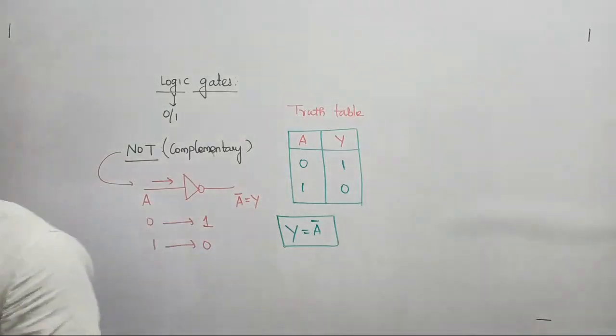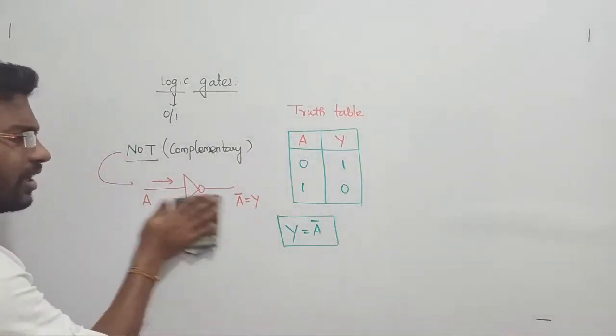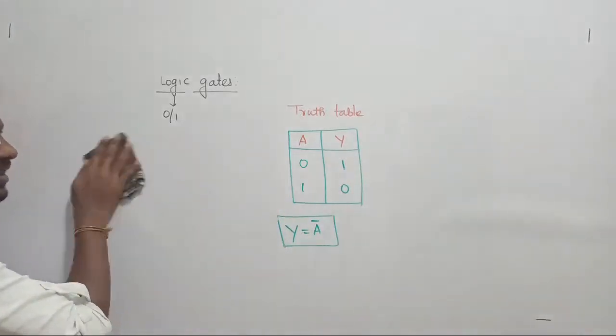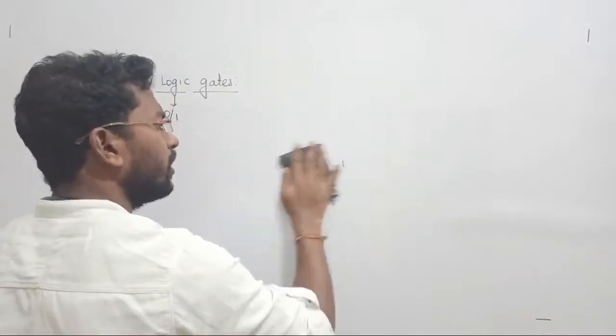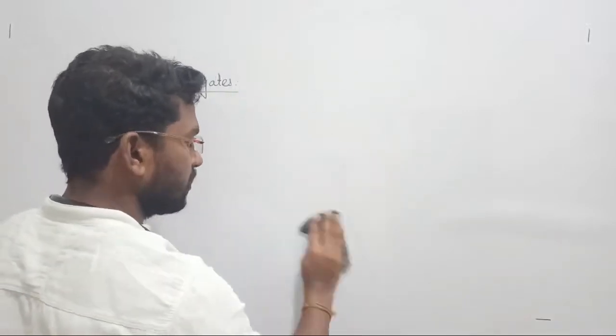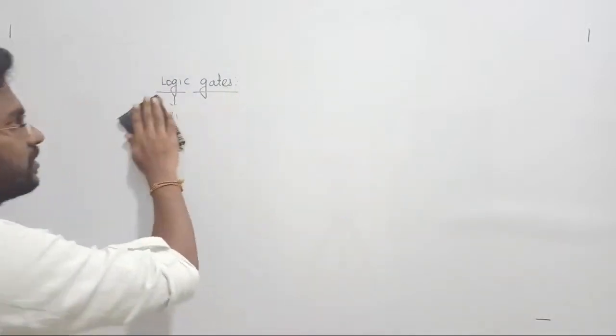So let me introduce the second gate. Mathematically, learn these things once again because it's very easy. Digital is very easy. We just have to learn the basics. That is enough. Slowly, I will bring out all these concepts and I will register these things in your mind.